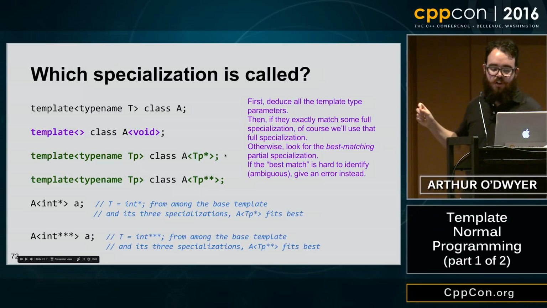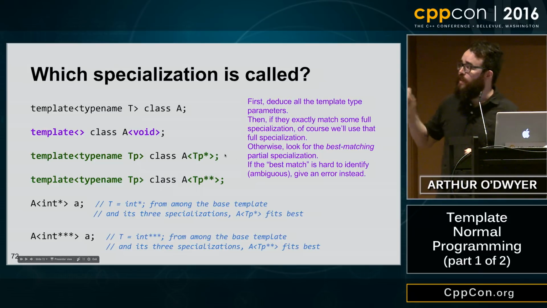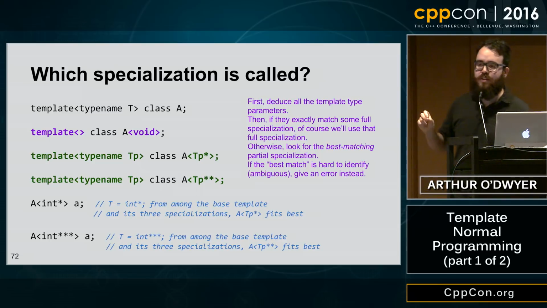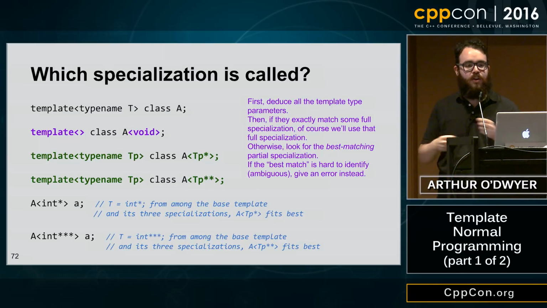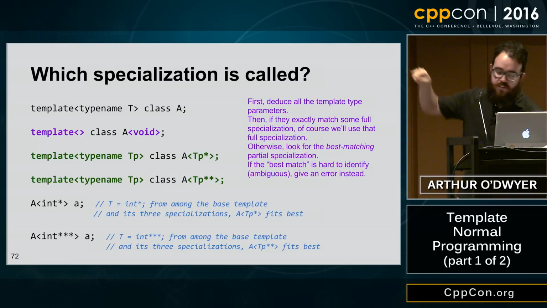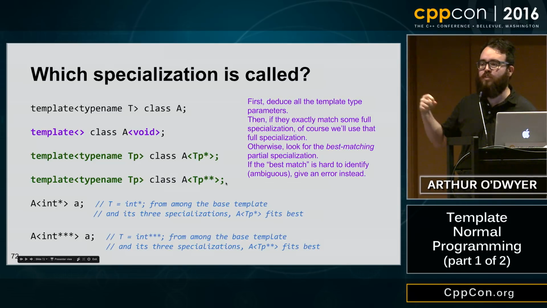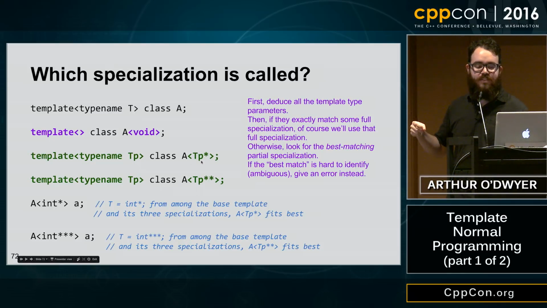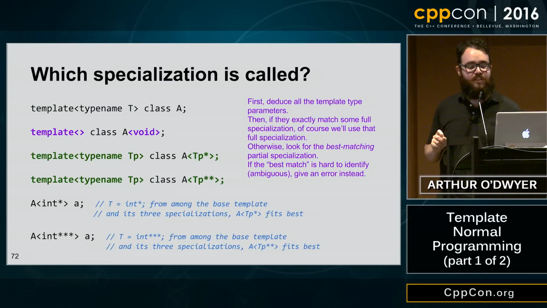With int star star star, well, that would match either TP star or TP star star, right? Depending on what we call TP. But the second specialization there with the 2 stars, that's more specialized because anything of this form, I could just as well plug into this. Like the things that match this are a strict subset of the things that match this, and it's very obvious. And so the compiler will say, okay, I will use the more specialized partial specialization in the int 3 stars case.